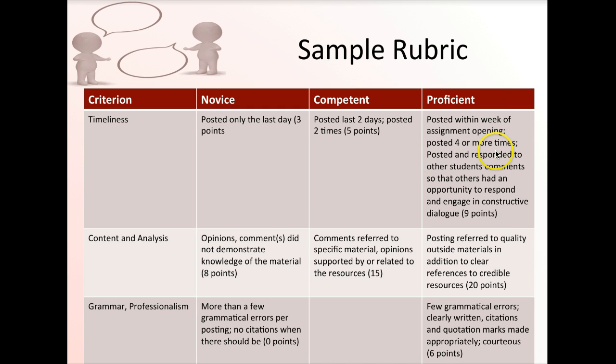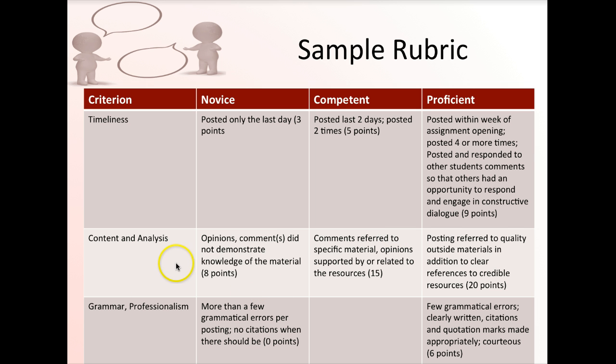But what I'm looking at for timeliness is in the proficient box in this table. You posted within a week of the assignment opening, posted 4 or more times, on at least several different days. You posted and responded to other students' comments so that others have an opportunity to respond and engage in constructive dialogue. Again, that's the point. This is an academic discussion, so it does require allowing others time to respond, and also responding to others' comments.